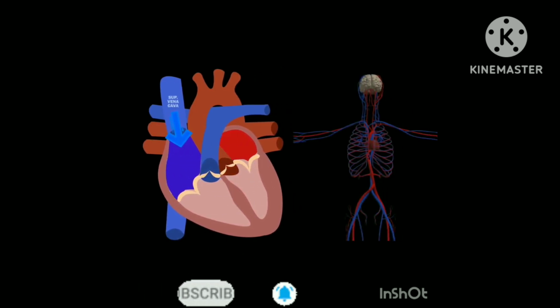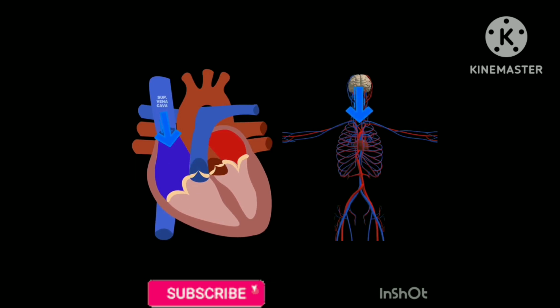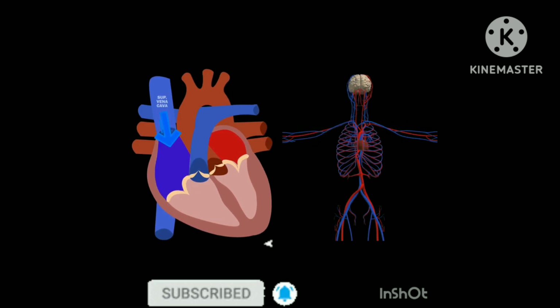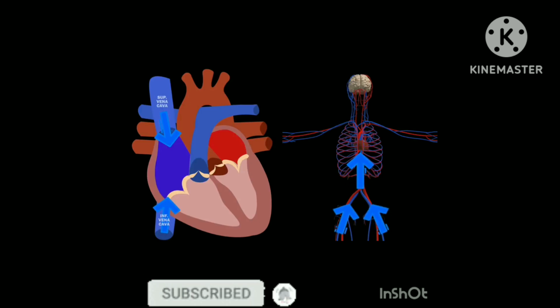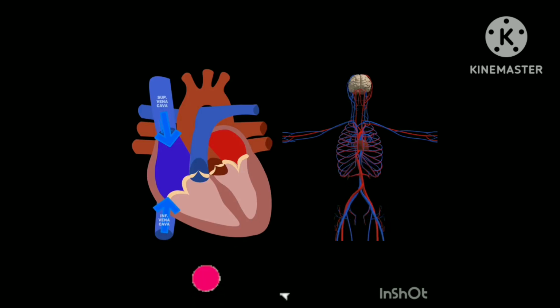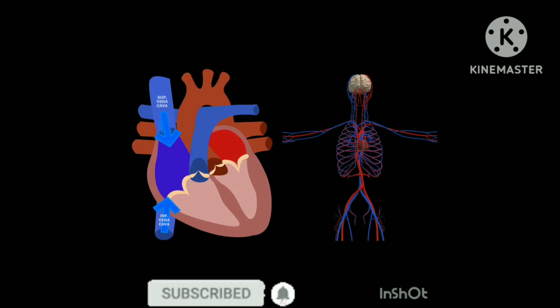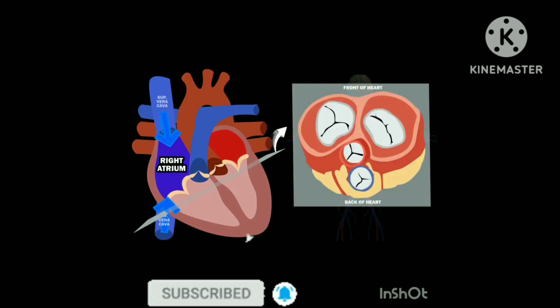The superior vena cava receives blood from the head, neck, upper limbs, and chest. Meanwhile, the inferior vena cava receives blood from the trunk, viscera, and lower limbs. Both the superior and inferior vena cava end up in the right atrium, one of the four chambers of the heart. The heart not only has four chambers, it also has four valves.